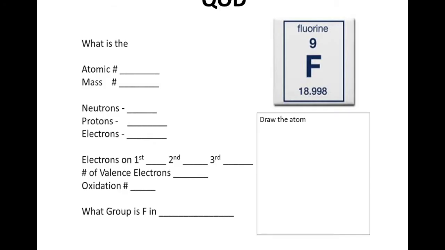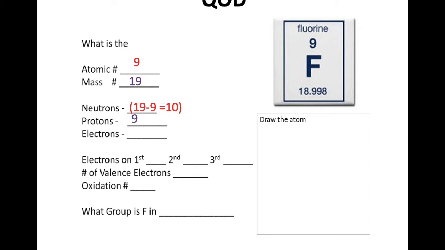Okay, so now that you've taken a moment to do that, let's go through this. Your atomic number for fluorine is 9. The atomic mass is 18.99. We're going to round that mass number to 19. To find the number of neutrons, we take the mass number and subtract the number of protons, because that's how many particles are in the nucleus. So when we do 19 minus 9, we get that there's 10 neutrons.